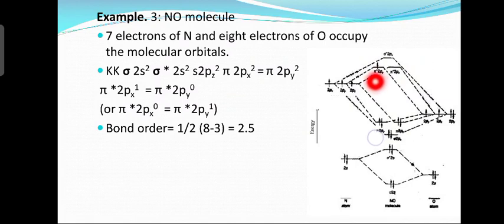Pi star 2py or 2px, either one. So you have one odd electron present in pi star 2px.